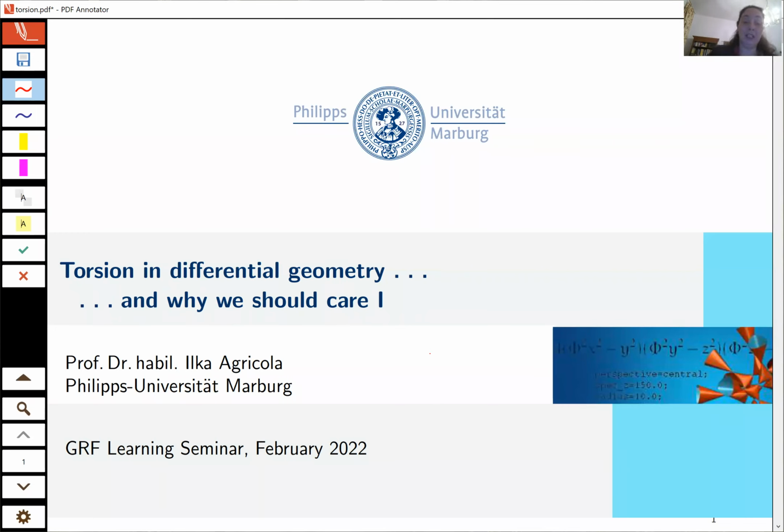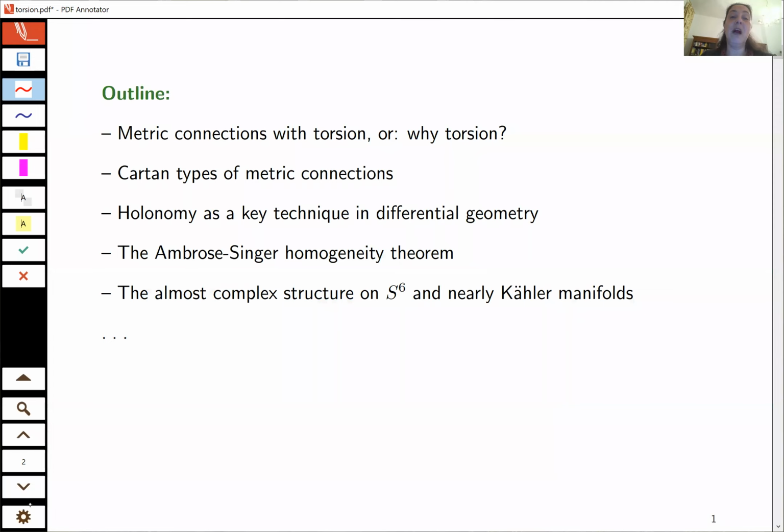So welcome to this first part of a double talk on very basic things about how and why torsion pops up in differential geometry, why we should care about it, part one, and hopefully why it is interesting. At the end of these two talks, I hope you will share this point of view that torsion is a useful tool.